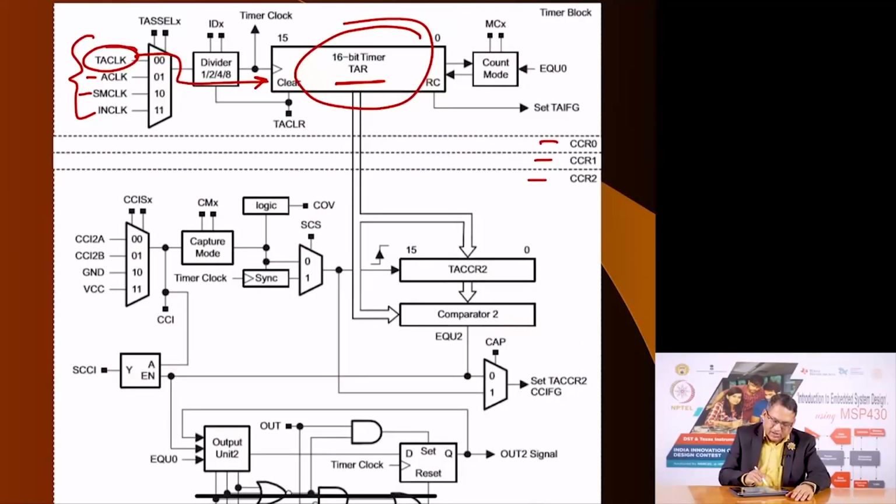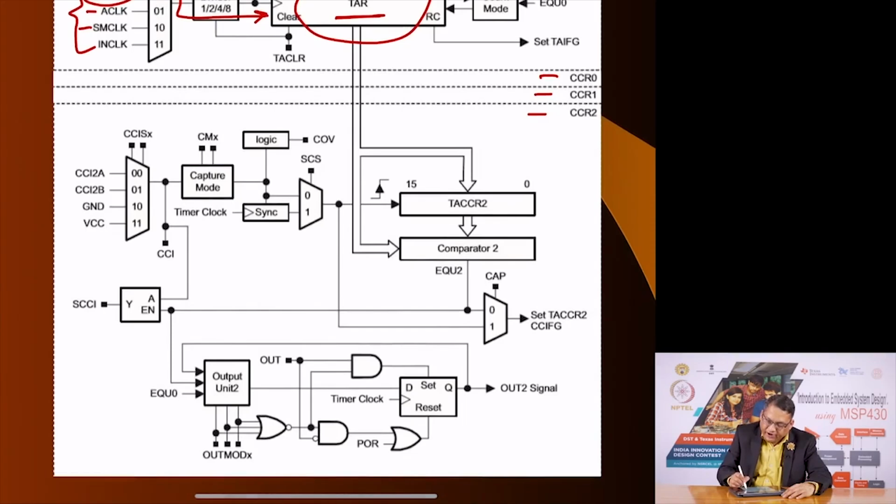So, A clock and SM clock allow you to operate the timer in the timer mode. Why? Because A clock and SM clock are locally generated clock signals and you know the frequency of these clock generators. So, the count in the timer will tell you how much time has elapsed since the time you started the timer.